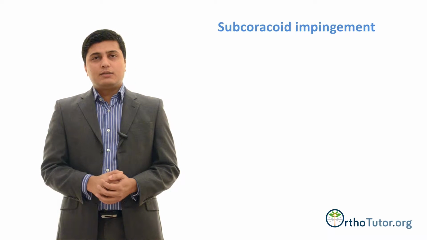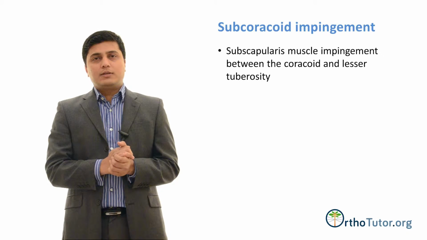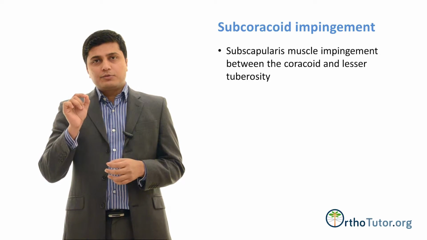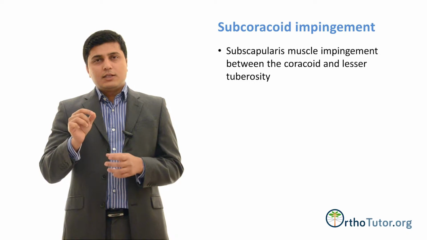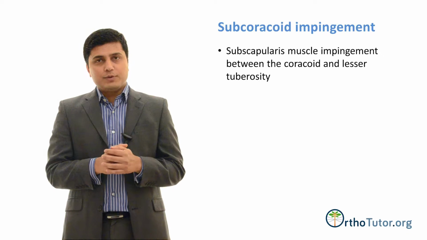Let's talk about subcoracoid impingement. So what is a subcoracoid impingement? Subcoracoid impingement is impingement of the subscapularis tendon between the coracoid and the lesser tuberosity of the humerus.